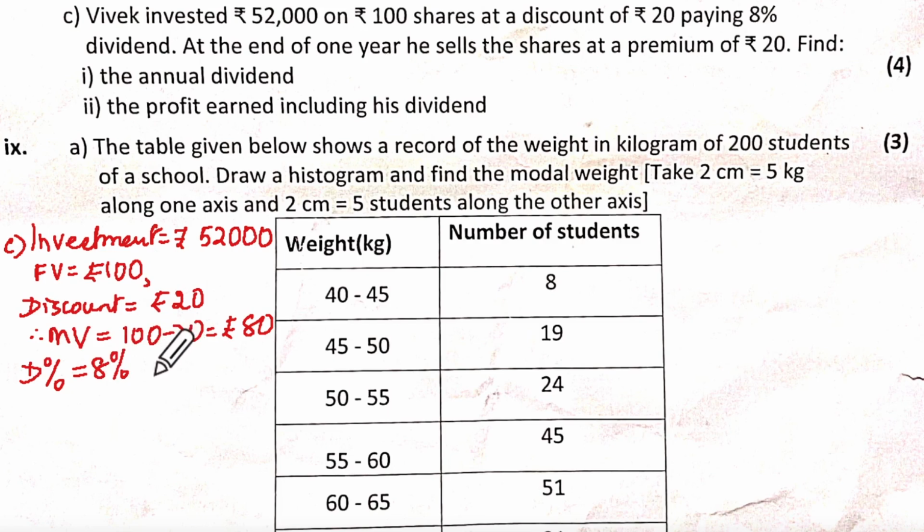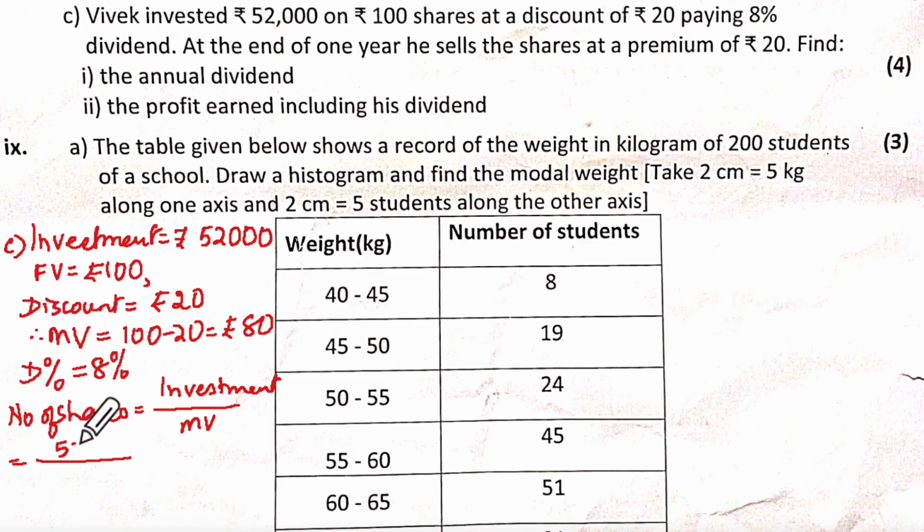At the end of the year, he sells the shares. Find his annual dividend. So first of all, we'll have to find the annual dividend. The formula is D N F upon 100, which means I need N. So the first step will be the number of shares. What will be investment? Investment upon MV. Very good. That will be equal to 52,000 upon 80. It will go completely in this. So 8 6s are 48, 6, remain 4. So 650. 650 is correct. Very good.